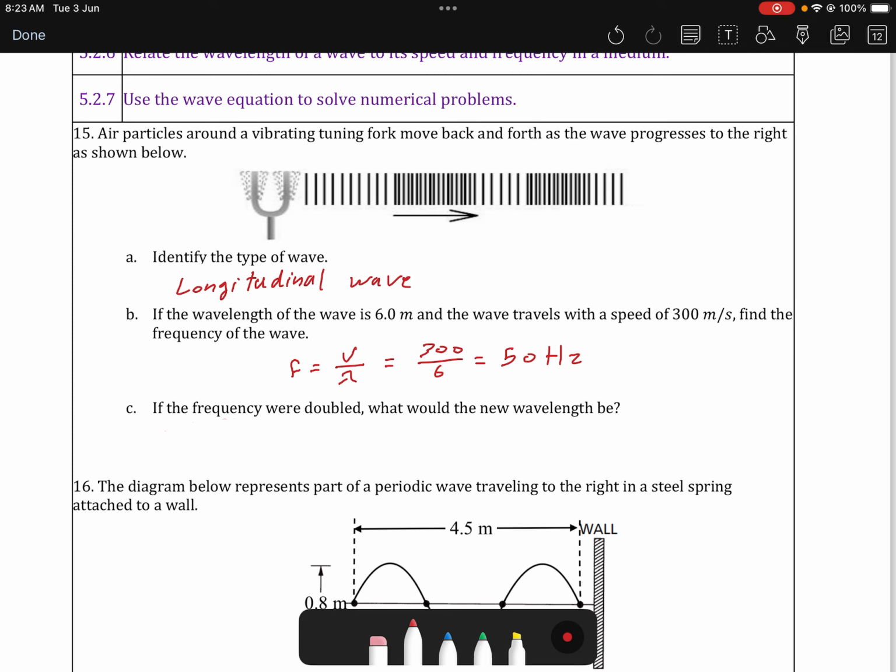If the frequency were doubled, what would the new wavelength be? So now the frequency is 100. So the wavelength will equal 300 over 2 times 50, which is 100. So the answer is 3 meters.